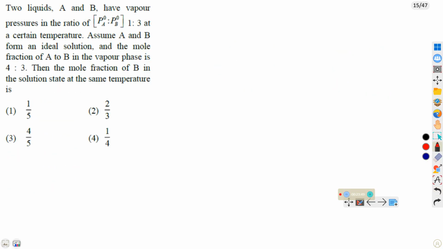Two liquids A and B have vapor pressure in the ratio of PA naught by PB naught is equal to 1 by 3 at a certain temperature. Assume A and B form an ideal solution and the mole fractions of A and B in vapor phase are given. YA by YB value is equal to 4 by 3. Then the mole fraction of B in the solution state at the same temperature is.